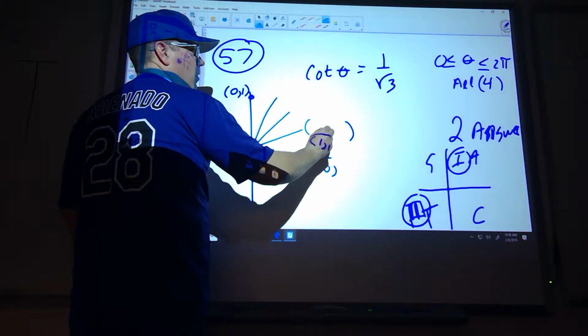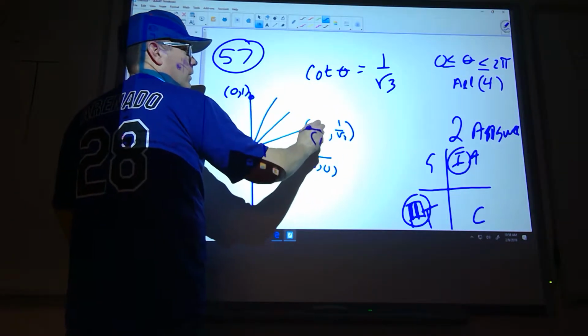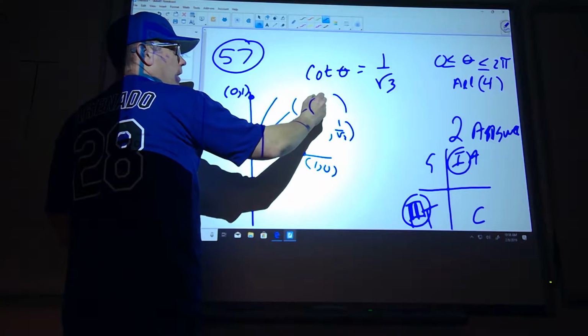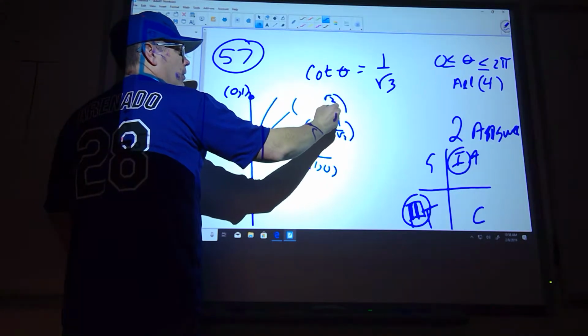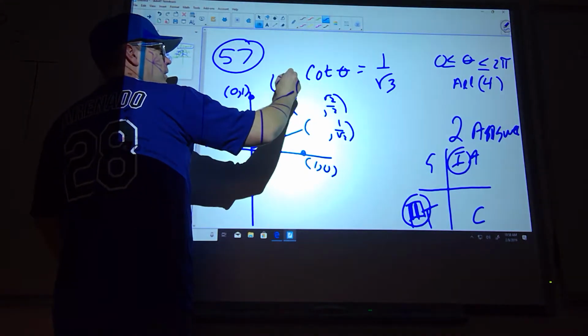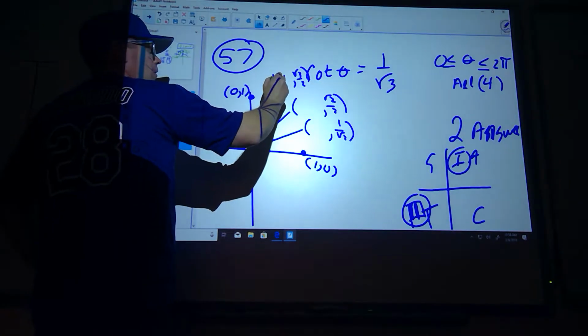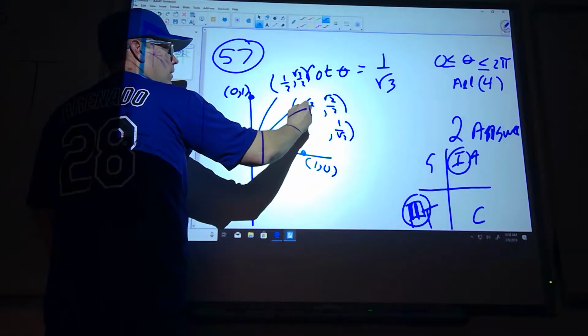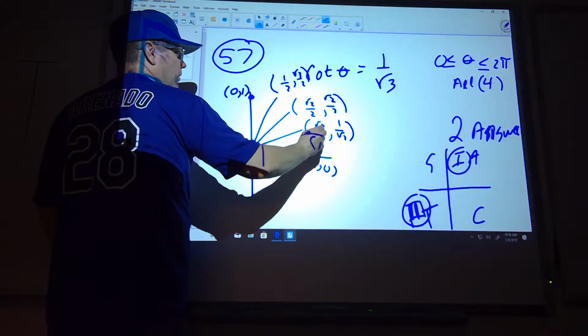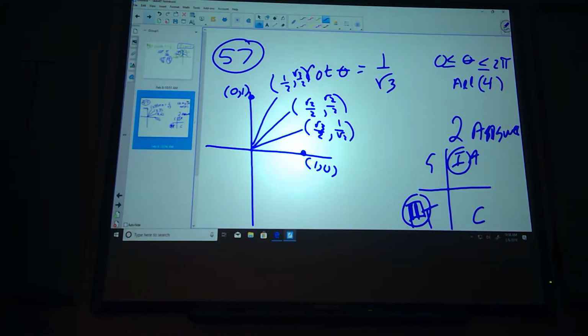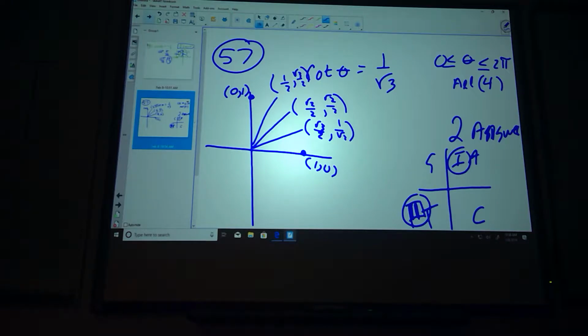Start counting by 0. So 1 over 2. What's this one then? Root 2 over 2. What's this one then? Root 3 over 2. So it works every time, starting with 0. 1 over 2, 2 over 2, 3 over 2. Works every time. Cool? Yeah. All right. So I'm not worried about finding the cotangent. I want to find the tangent.